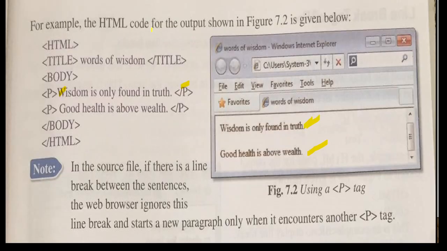So for example, the HTML code for the output shown below. As you can see here, the opening tag for a P tag, and then you close it here, and then another paragraph here. As you can see, this is the output. So you can use the P tag to separate your text on each line.